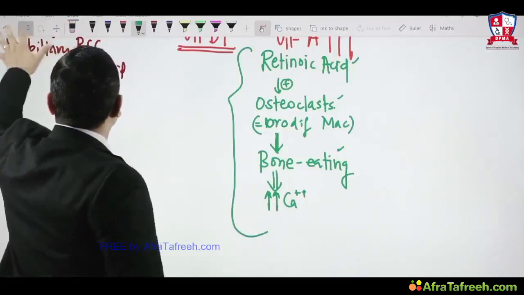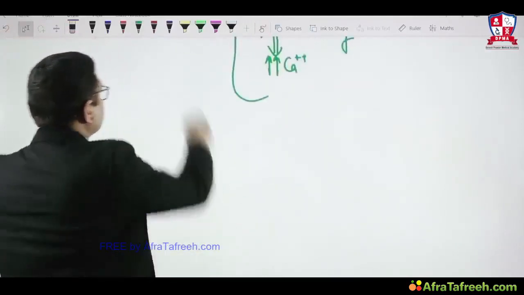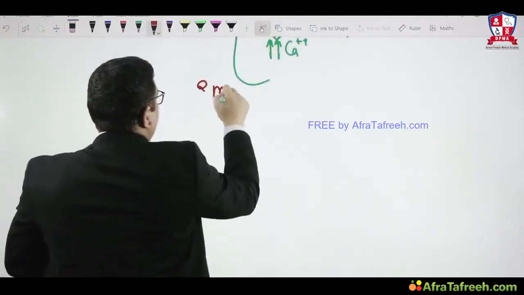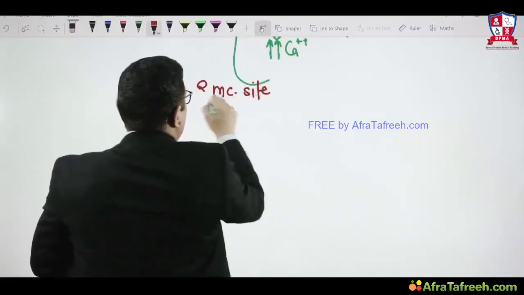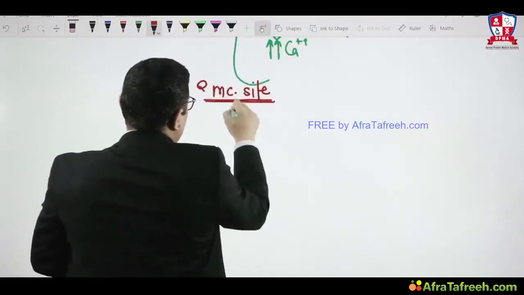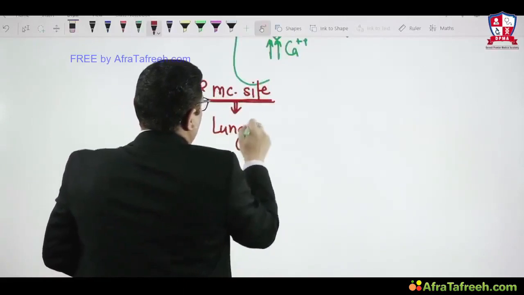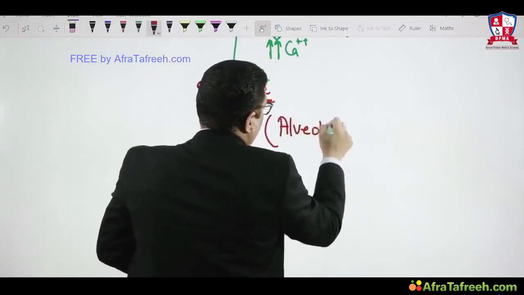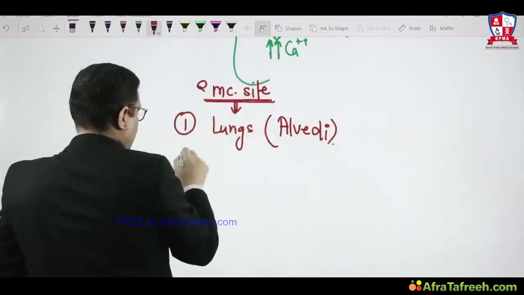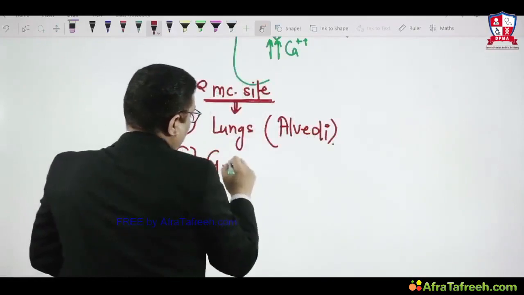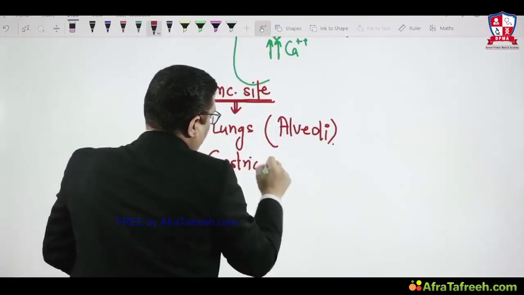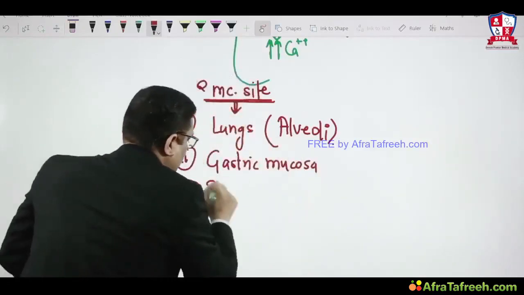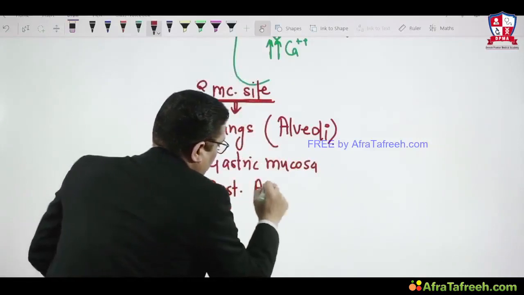Metastatic calcification, what is the most common site? This is another important point which the examiner asks. The most common site for metastatic calcification will be lungs, and in lungs also the most common site will be alveoli. So lung alveoli is the most common site. Apart from this, it can be seen in gastric mucosa also, right? This can be seen in systemic arteries also.